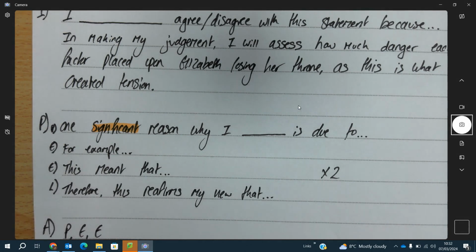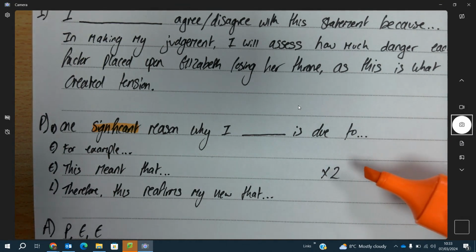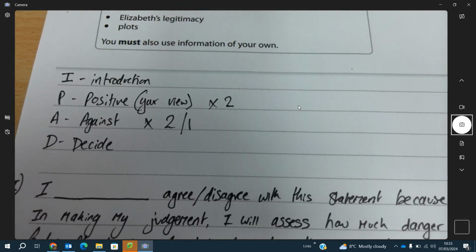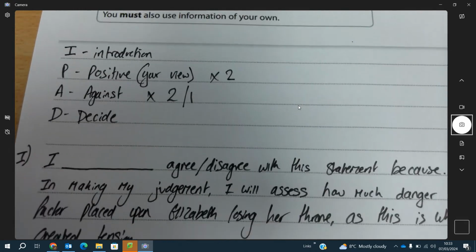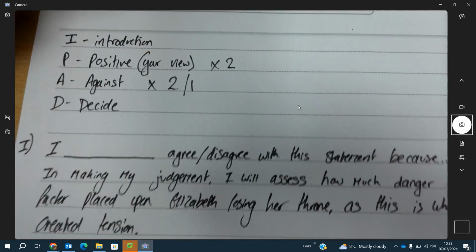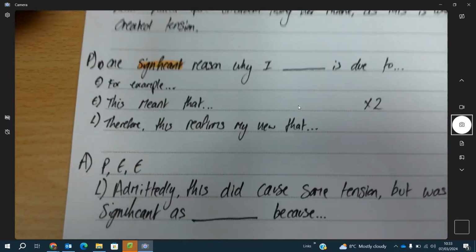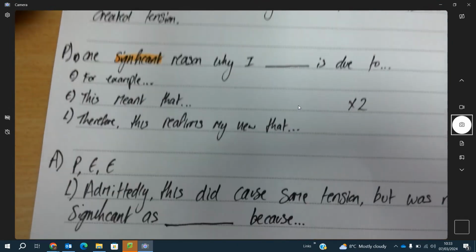Okay, so one significant reason why I agree or disagree is due to, for example, this meant that, this led to, consequently, as a result, all of our keywords, and therefore this reaffirms my view that this was the main cause of tension, because that's our question. So just linking it back to the focus. You're going to do 2 of these. Okay, just as we set up here in our plan, positive of your view times 2. After we've done 2, we'll then go into our against paragraph.